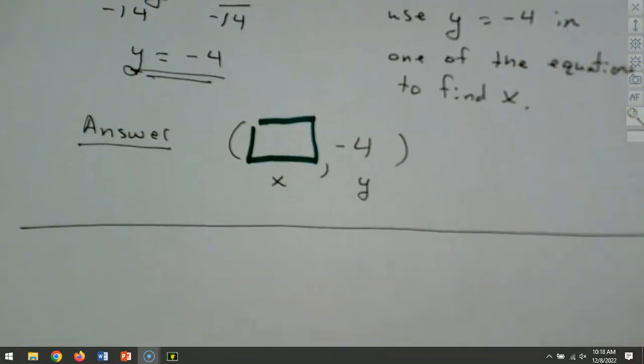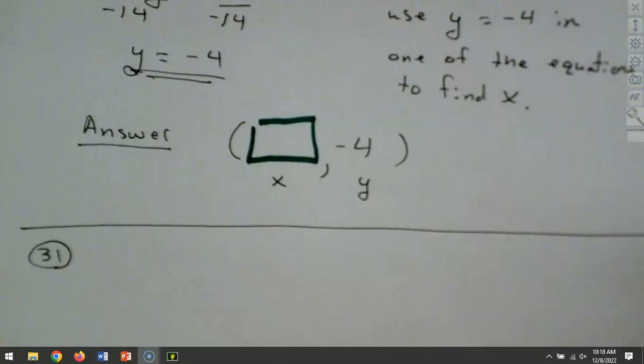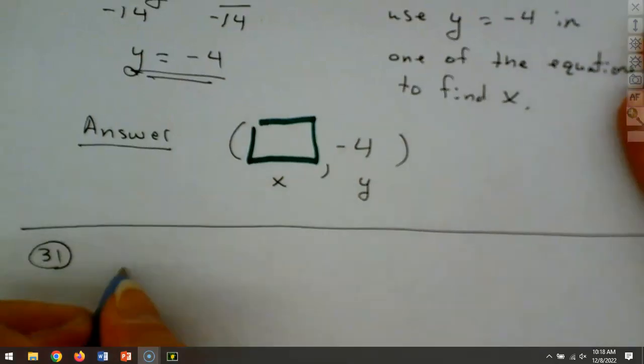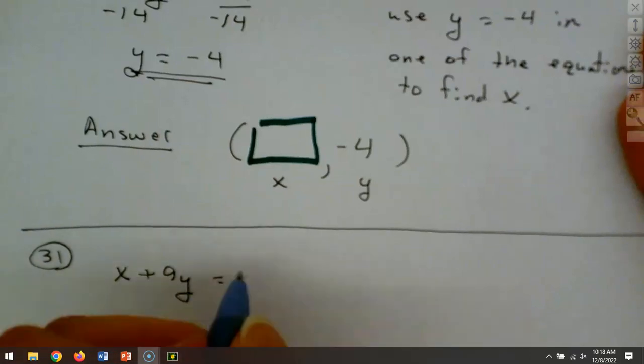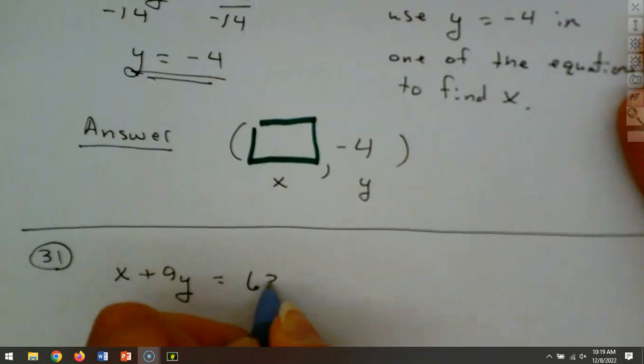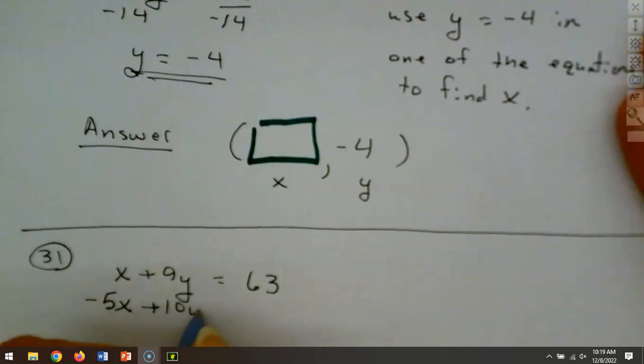Okay, 31 is the same process. And I'm going to work out half of 31. You can do the other half. So 31 is x plus 9y equals 63. And the other one is a minus 5x plus 10y equals 70.